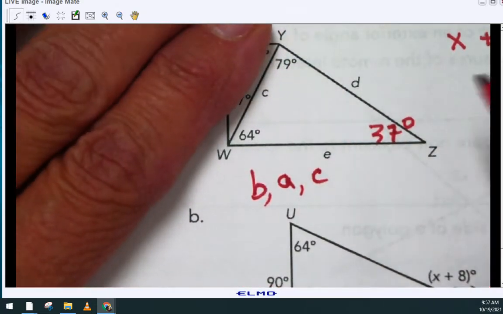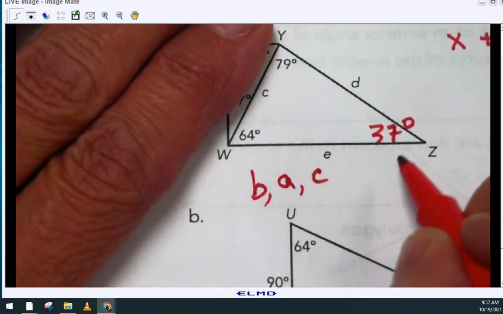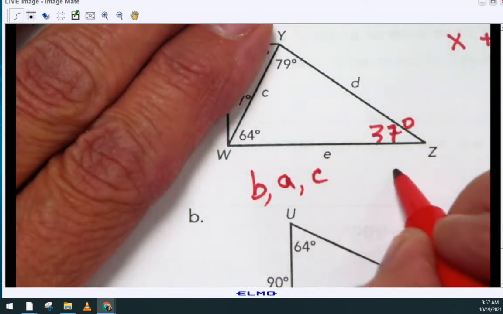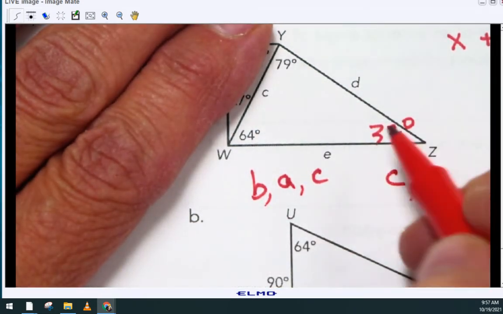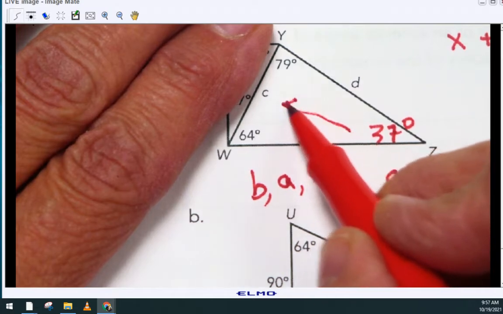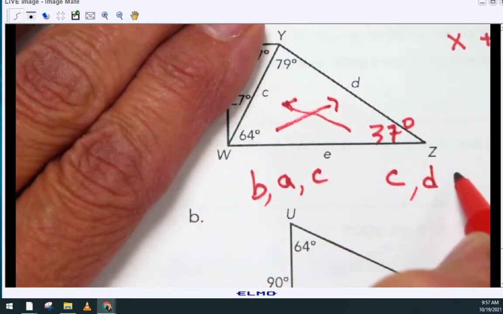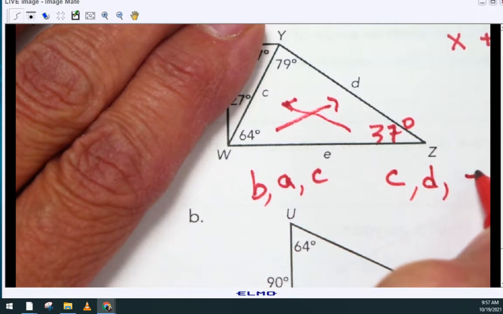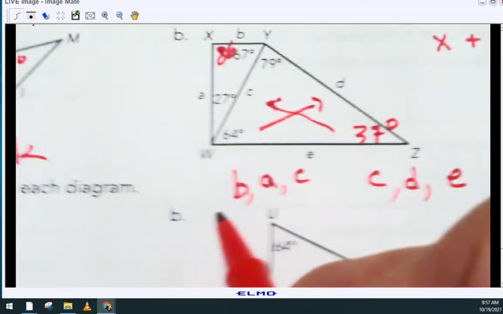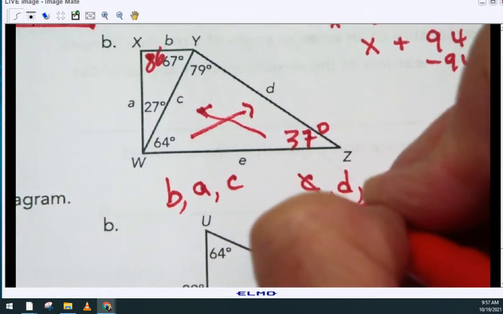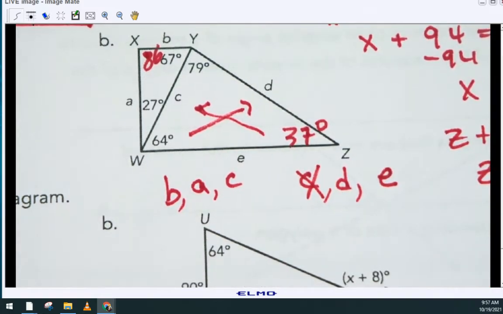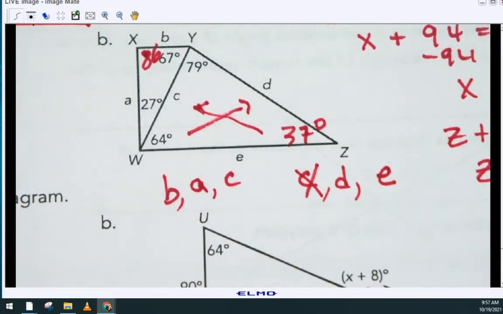So then I look at the big triangle. What's the smallest side? The smallest side is C, because it was across from 37. Then we have across from 64, which is D, and across from 79, which is E. These are in order. I don't need to write the C twice, but I did. But that's in smallest to longest, or shortest to longest.